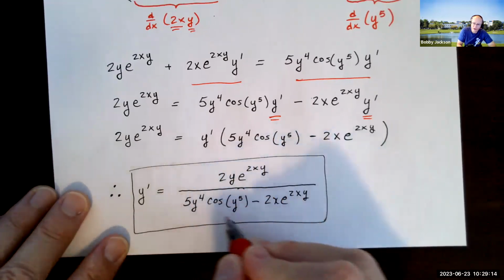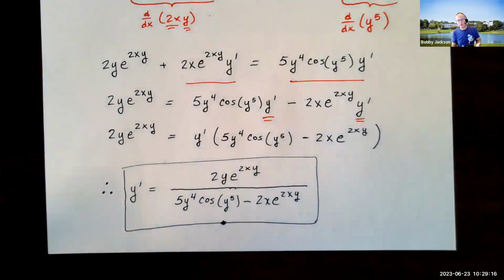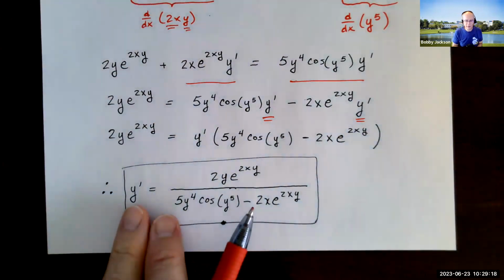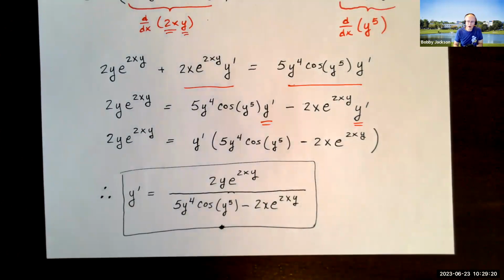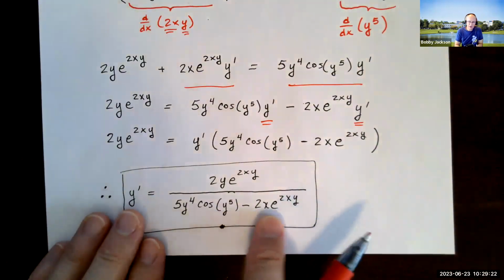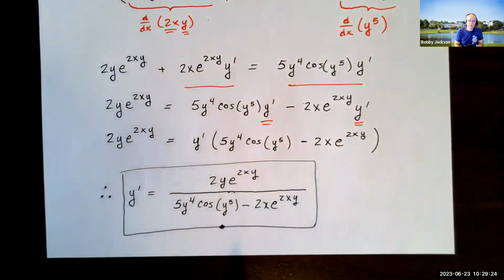So again, we get this crazy looking expression we're used to getting with implicit differentiation. The derivative is a function of x and y. And you've got to be careful, a lot going on here. Be careful when you're entering it in to do so correctly. Okay. All right. Hope this is helpful on this one.